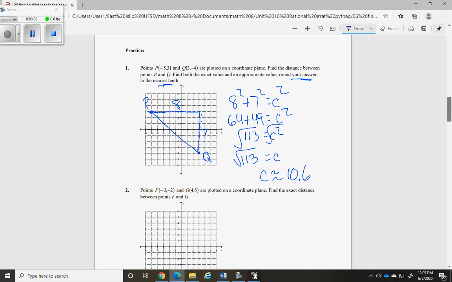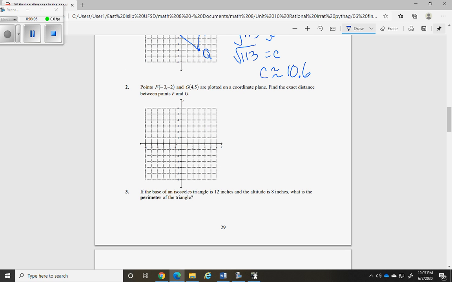Number 2, we do the exact same way. Plot the points. This is F and G. Connect its diagonal. Whenever you have a diagonal line and they want to know the length of it, you make a right triangle. Everything is done the same way. You really probably already have enough knowledge to be able to do your problem set. We're going to keep on practicing now.